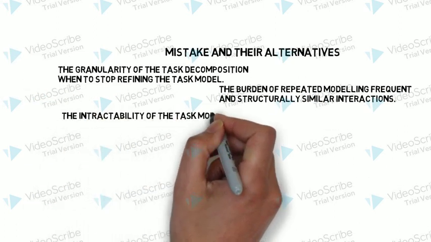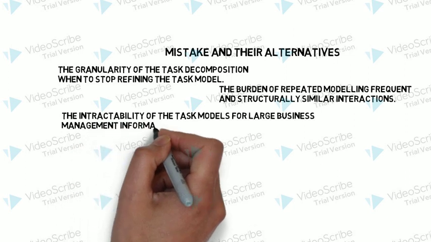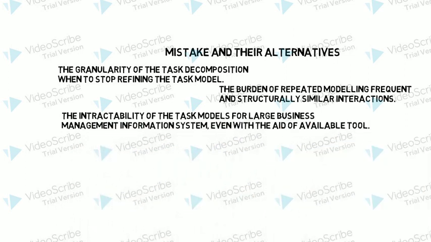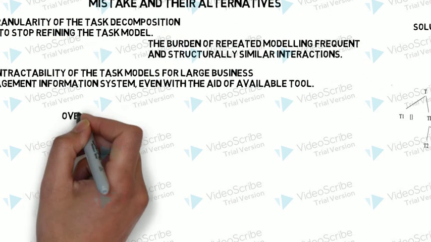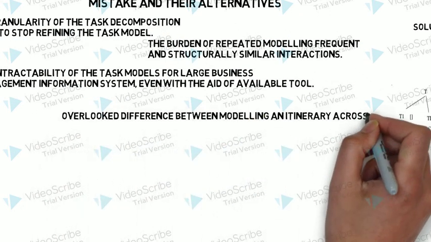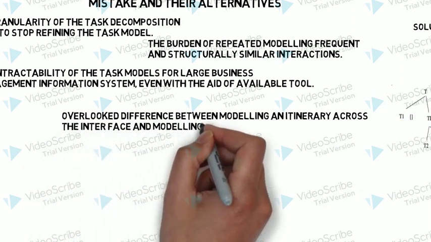The next possible common mistake is the intractability of the task models for large business management information systems, even with the aid of available tools. So the solution, or you can say the design alternative for that, is that the user can introduce a tool that supports this work style by allowing the reuse of the structural patterns and their adjustment to each usage.